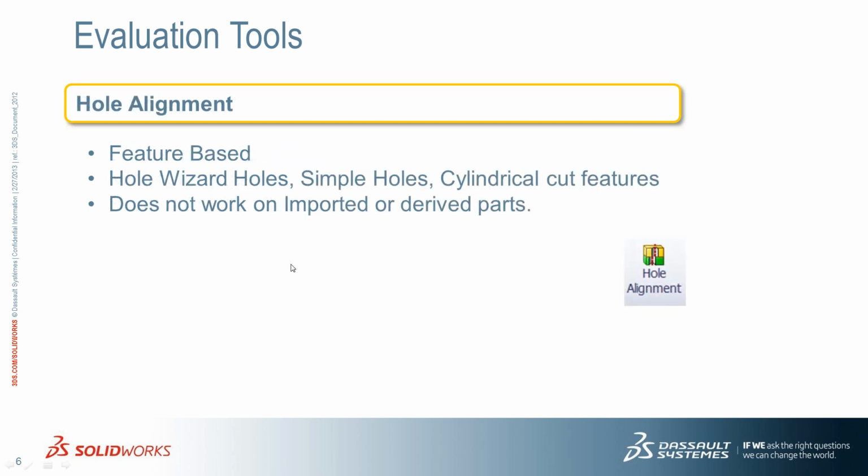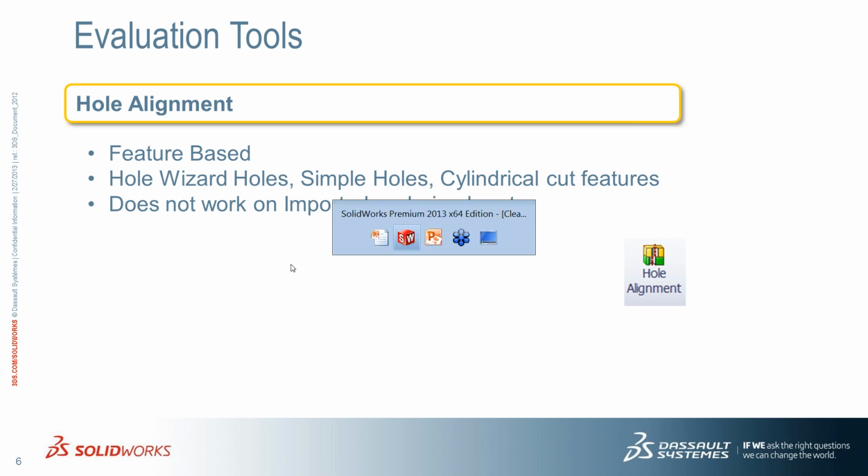Continuing on, a tool called hole alignment. Now, with hole alignment, one of the things we need to talk about is exactly what it will work on. It's going to use features to figure out whether holes in your assembly are aligned. Now, it only evaluates hole wizard holes, simple holes, and cylindrical cut features. It does not work on imported or derived parts.